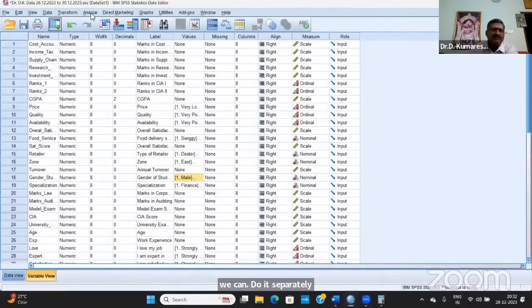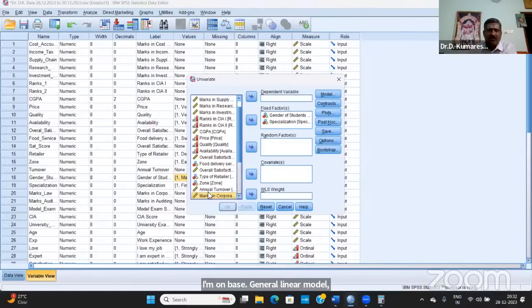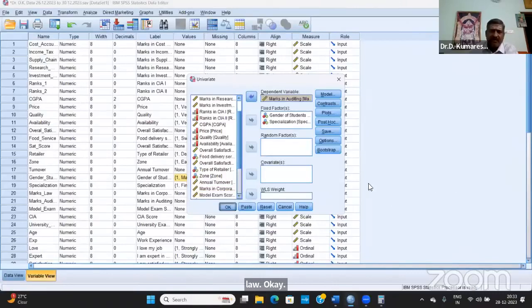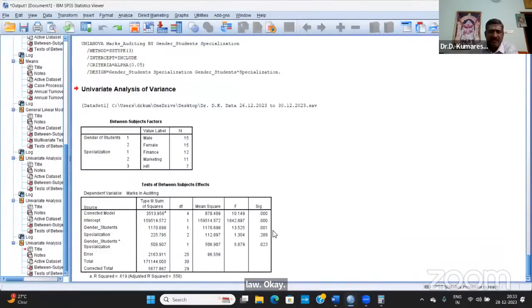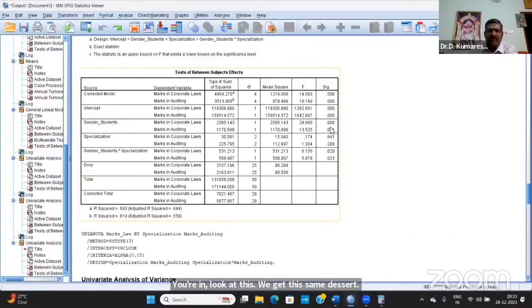Analyze, general linear model, univariate. Instead of corporate law, we can go for auditing. Again, look at this. We get the same result. 0.001, 0.289, 0.023.